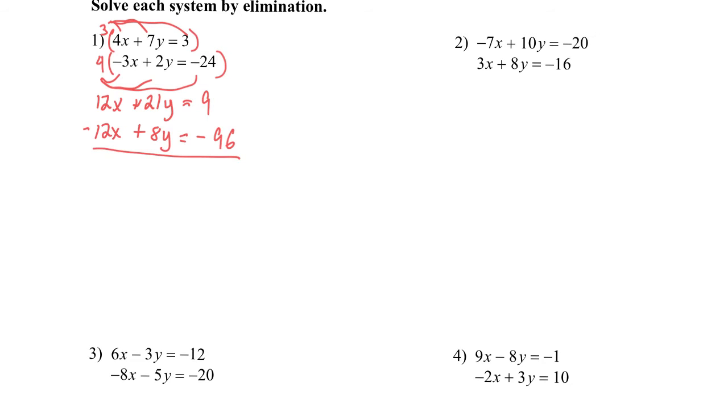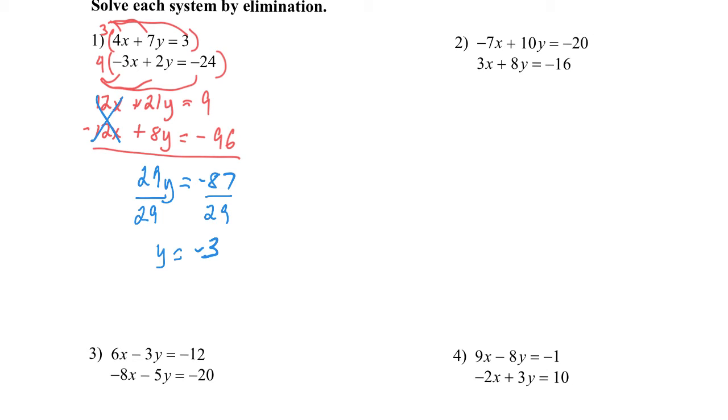And once I got that, then I just add up my columns. So the 12x minus 12x cancels out, gives you nothing. The 21y and 8y, you're going to get 29y equals the 9 minus 96. You're going to get a negative 87. And then once you've got that, it's really easy to solve for y. You just divide by 29 and take negative 87 divided by 29, and you're going to end up with negative 3.